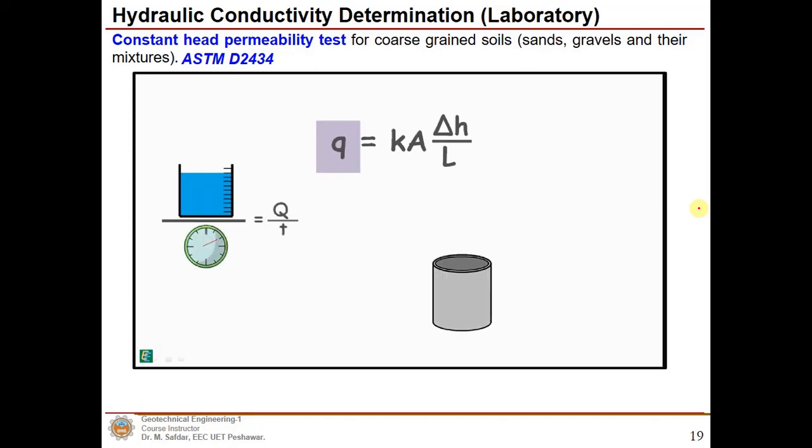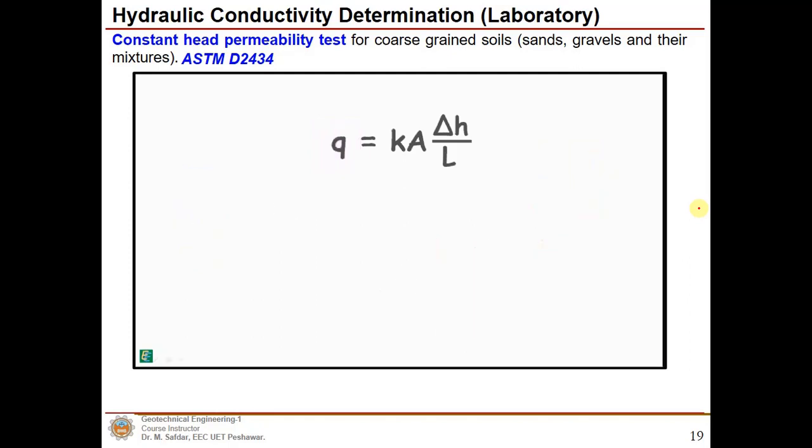We have calculated the area of mold, capital A. We have also determined the head difference and the length L over which the head changed. So we have measured all the required values in this equation to calculate and know the permeability of the soil sample.